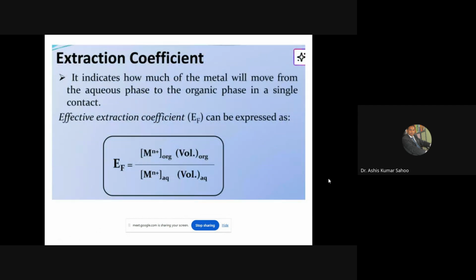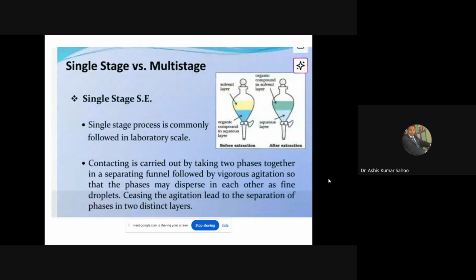The extraction coefficient indicates how much of the metal will move from the aqueous phase to the organic phase in a single contact. The effective extraction coefficient can be expressed as the concentration of ion in the organic phase times the volume of organic solvent, divided by the concentration of ion in the aqueous solution times the volume of aqueous solution. Single stage versus multiple.